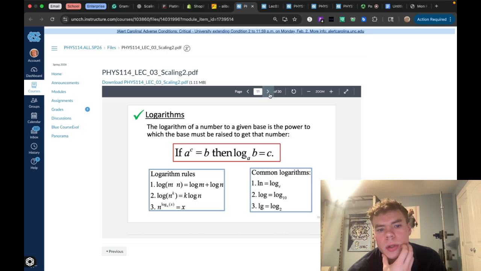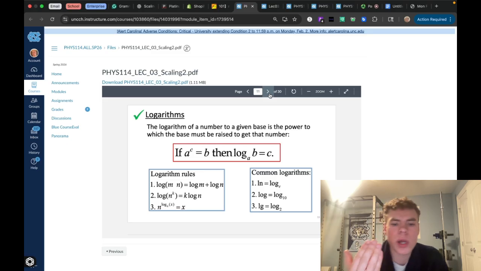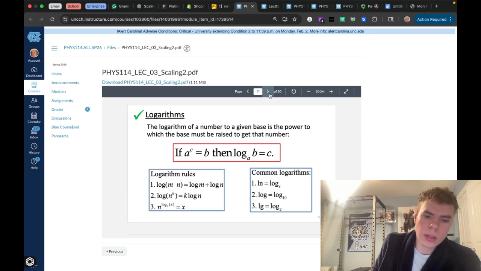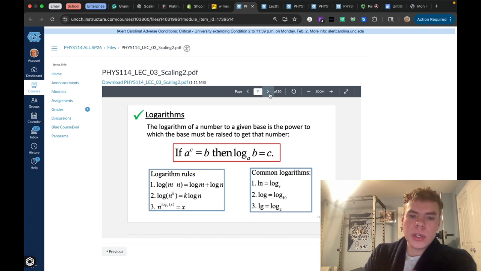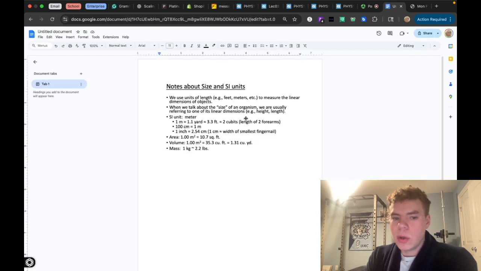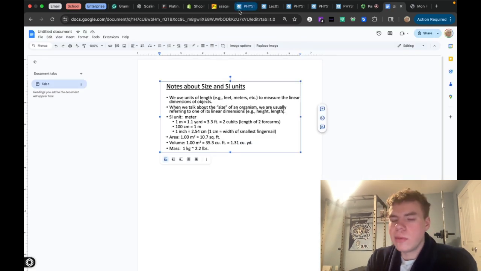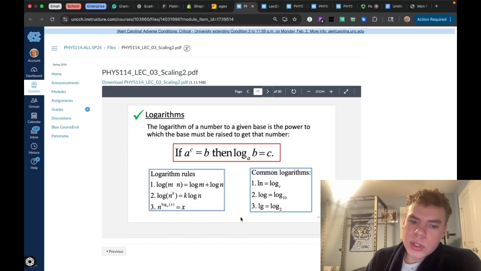Logarithms. The logarithm of a number to a given base is the power to which the base must be raised to get that number. So if a to the c equals b, then log base a of b equals c. This is like one of those formulas. This is a good page to have, just like from the previous episode where I got these unit measurements, because I don't even know if I'll need to know them. But these are the formulas.